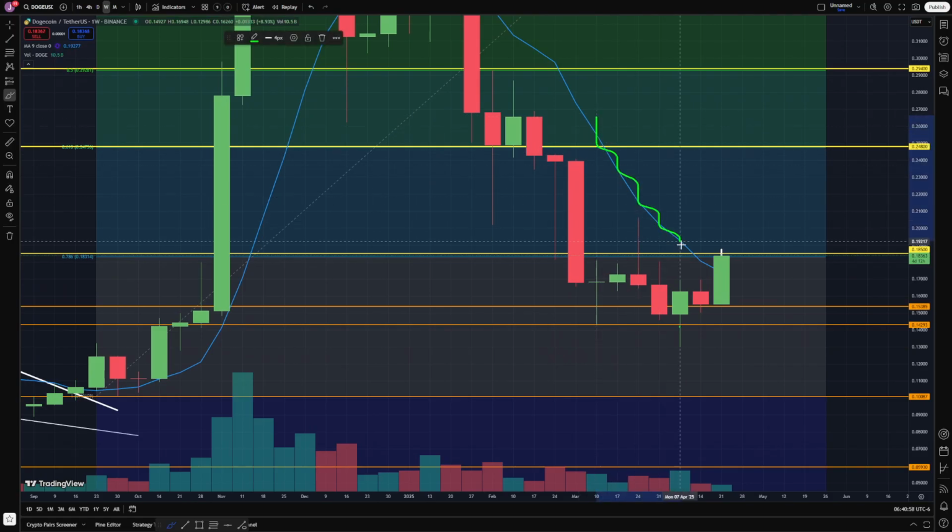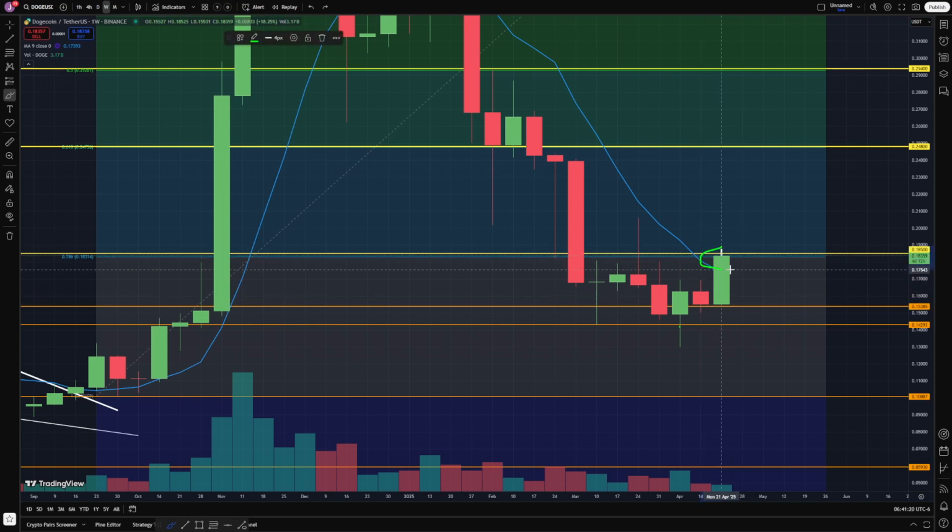We were testing the weekly 9 moving average, or we were about to. We weren't even close to it. We were close to it, but we did have a little bit of space. We actually broke through it, and now we've cleared the weekly 9 moving average. However, we still have 4 days and 12 hours, so this could just come back down.